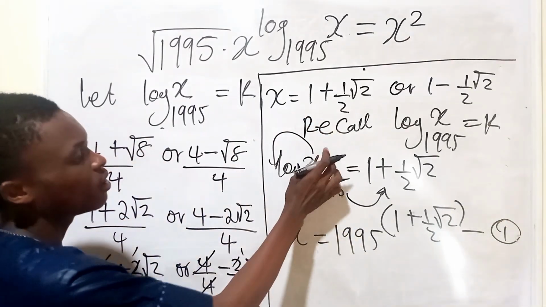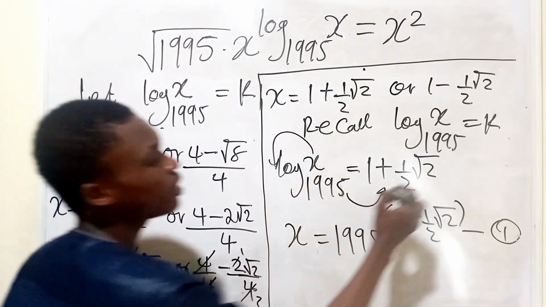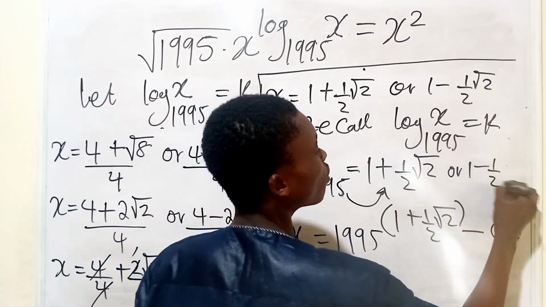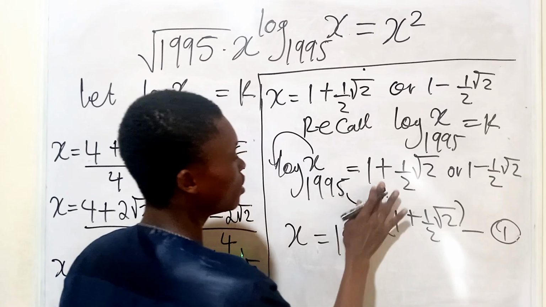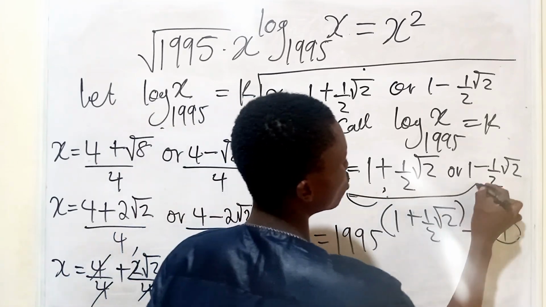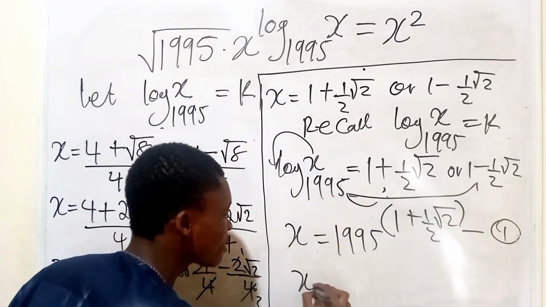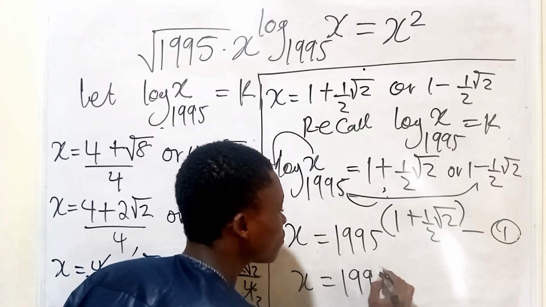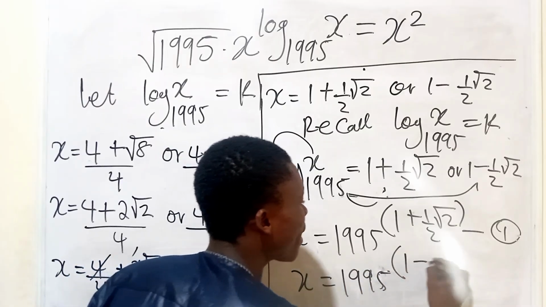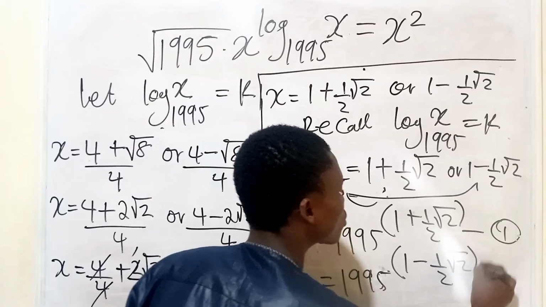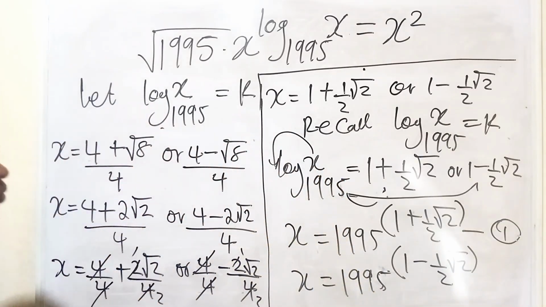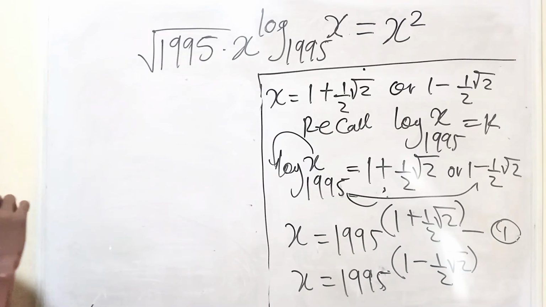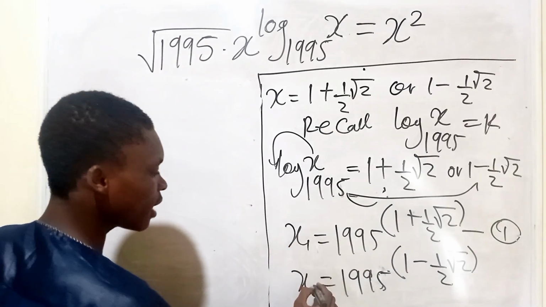The next one from here, if we use the negative, our second value is 1 minus 1 all over 2 the square root of 2. So this one is going to pick this one the same way. So we have that x equals 1995 raised to the power of 1 minus 1 all over 2, the square root of 2. All right, so from here, what are we going to do next? Let's call this x1. Now let's call this x2.